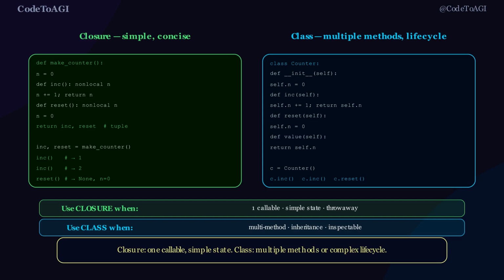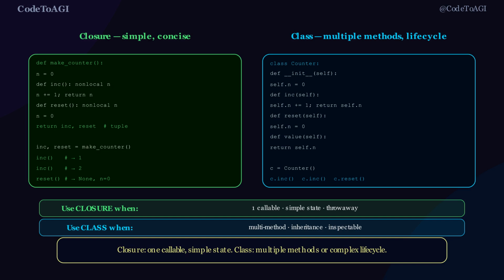But now I want to add a reset method and a get method. The closure needs nested function definitions for every method. It gets messy. The class adds methods naturally. Here is the rule. Use a closure when you need one callable, simple state, throwaway, or one-off.